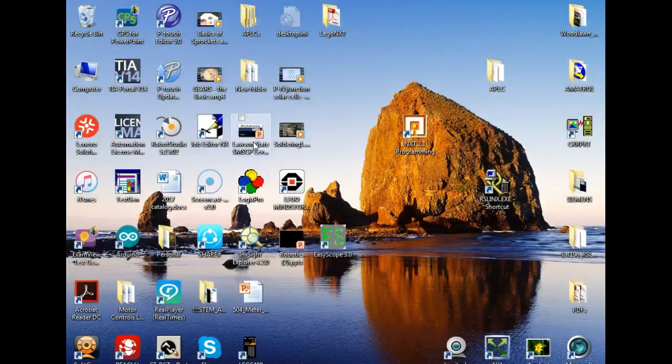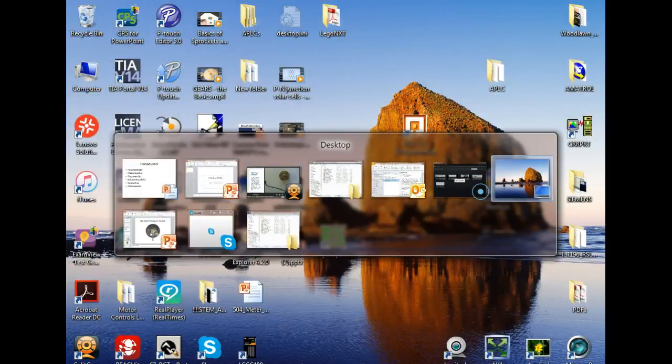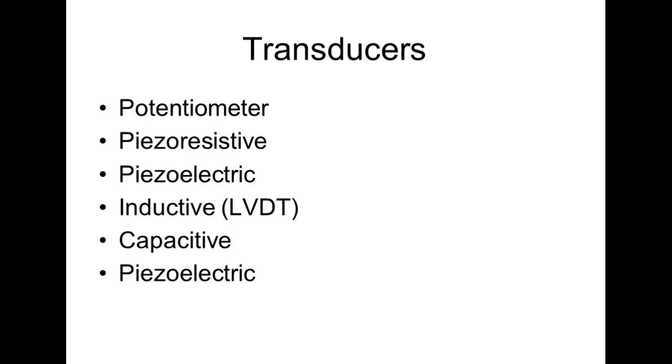So basically what piezo means is that it's affected by pressure. So piezoresistive, slow down, Rich. Piezoresistive means that it changes its resistance with what? Pressure. Piezoelectric means it generates a voltage with what? With pressure.